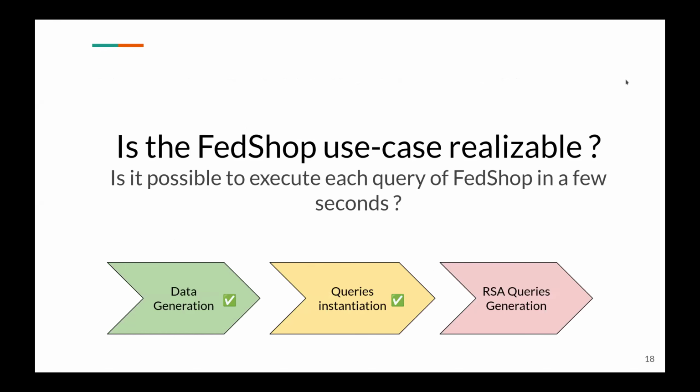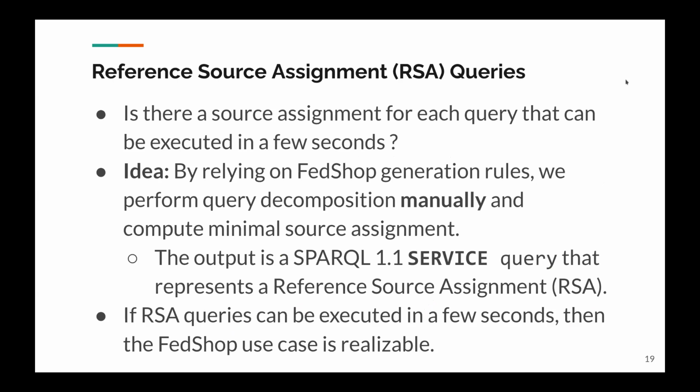Now, what are these RSA queries? Basically, we also want to understand whether this FedShop use case is actually realizable. Is there a way to execute these queries by an ideal federation engine that figures out the source selection in an optimal way and can execute these queries in a few seconds? In order to test this, we create source assignments manually. This would be the output of the source selection and query decomposition step of a federation engine. We manually create these queries that you've seen in the earlier example with the SERVICE clause.